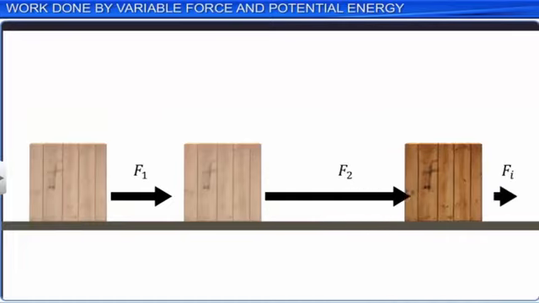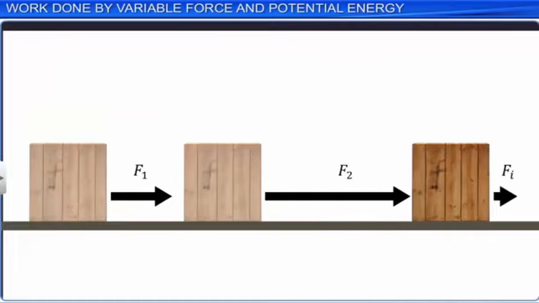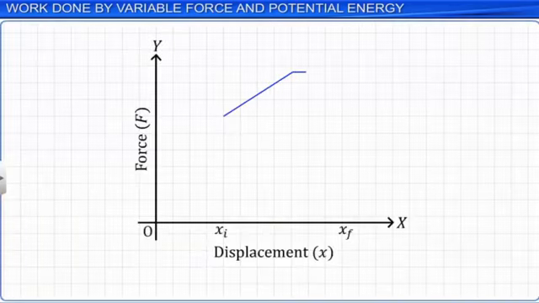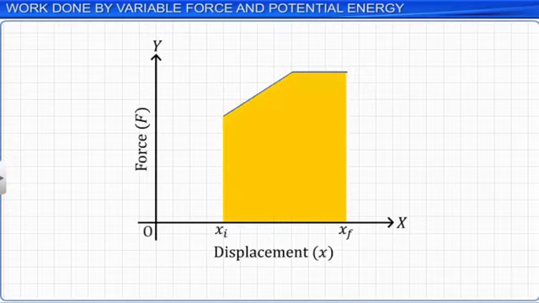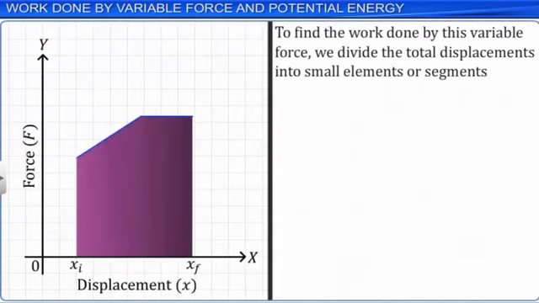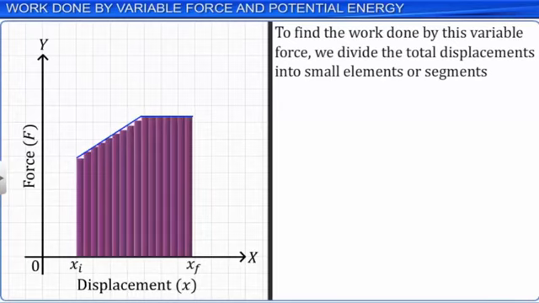Let us suppose that a body moves along the direction of a variable force acting on it. We then plot a graph of force F versus displacement x, which helps calculate the varying force with the displacement. The work done by the variable force can be found by calculating the area under the graph. To find the work done by this variable force, we divide the total displacement into n number of small elements or segments: delta x1, delta x2, delta x3, and so on till delta xn.